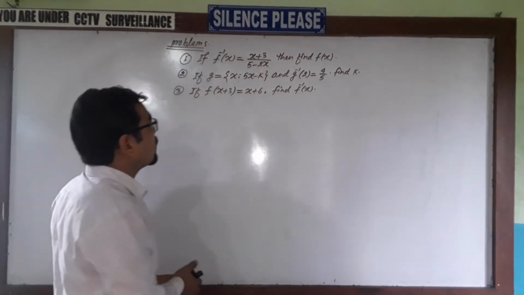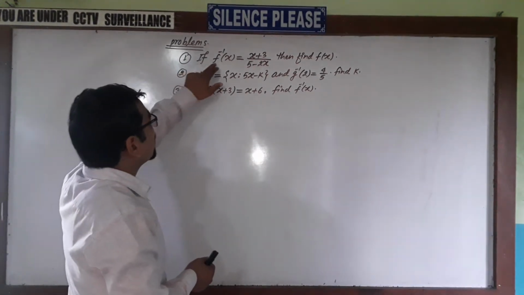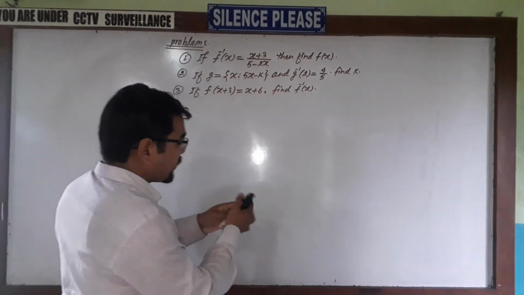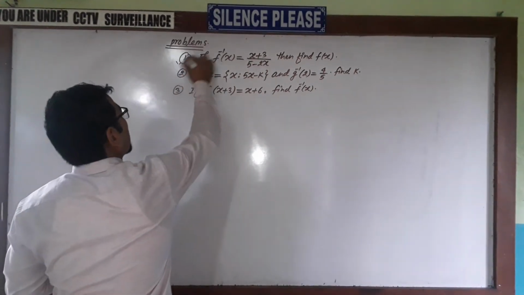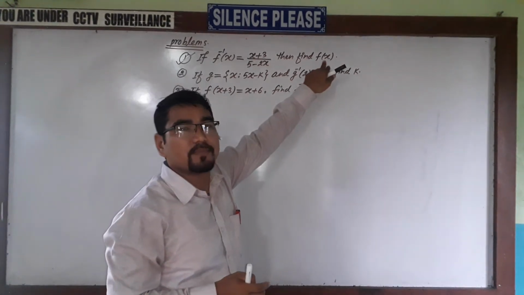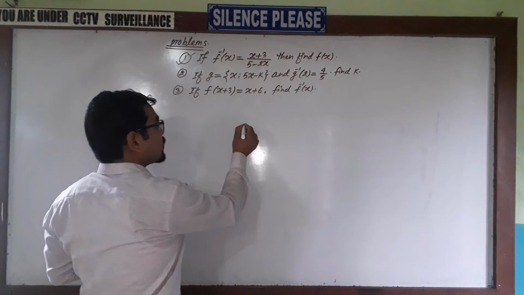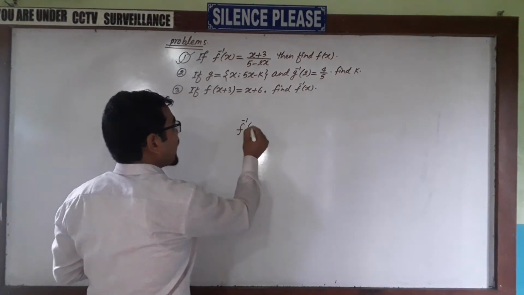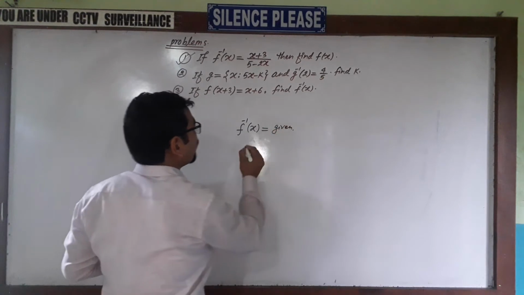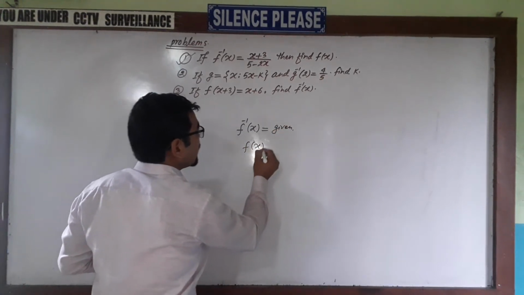So all of you look here. Number one: f inverse x is equal to (x plus 3) upon (5 minus 2x). First of all, we discuss question number 1, otherwise problem number 1. The question is asking to find f of x. Here the inverse function is already given, f inverse x is already given. Now we have to find the original function f of x.